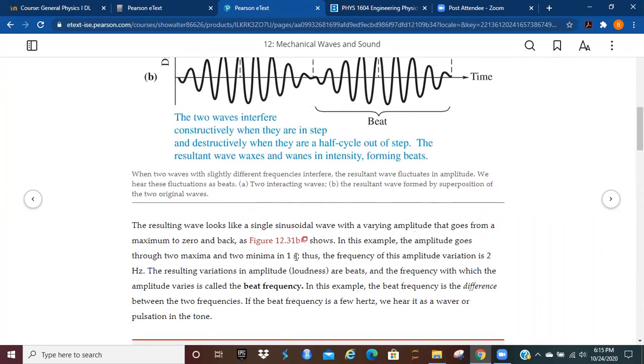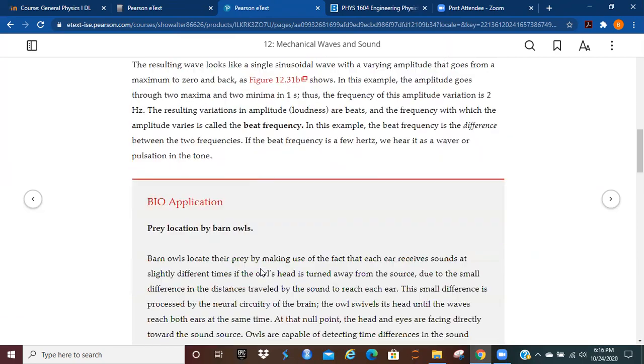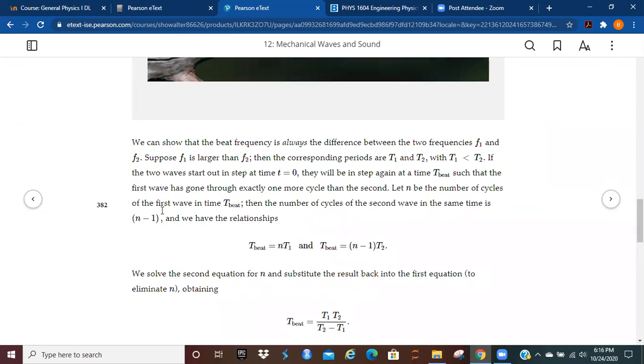In this example above, the amplitude goes through 2 maxima and 2 minima in 1 second. Thus, the frequency of this amplitude variation is 2 hertz. The resulting variations in amplitude are beats, and the frequency with which the amplitude varies is called the beat frequency. So the beat frequency is the difference between the two frequencies. If the beat frequency is a few hertz, we can hear it as a wave or pulsation of the tone. So we can show that the beat frequency is always the difference between the two frequencies.